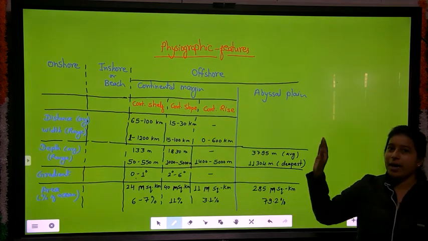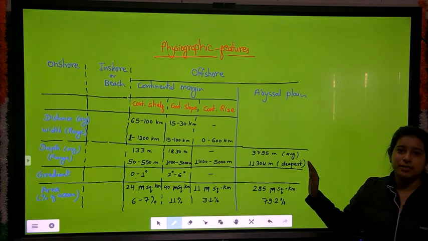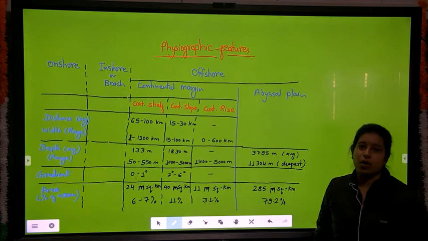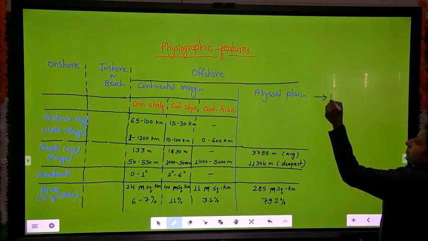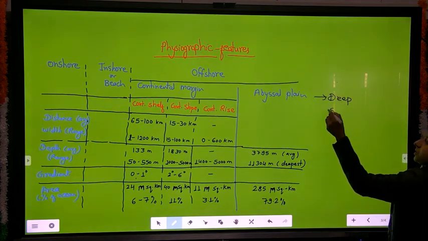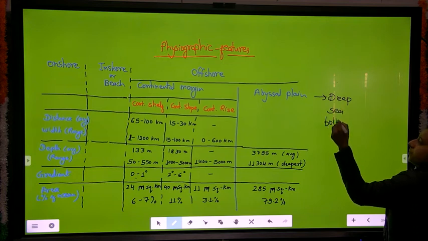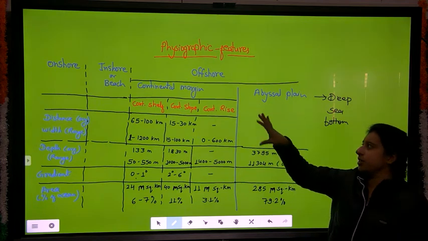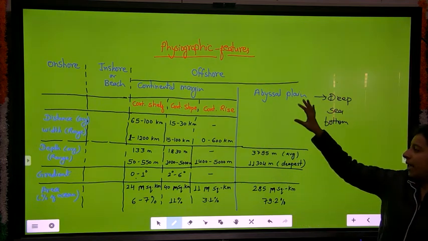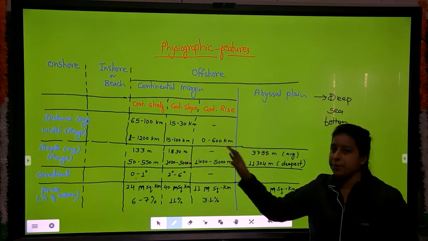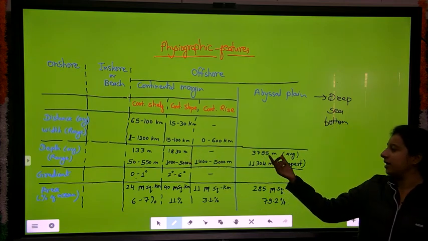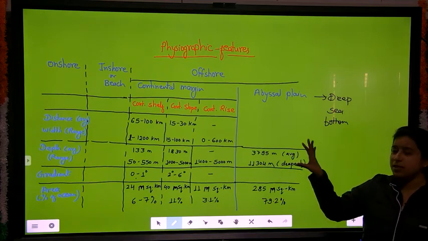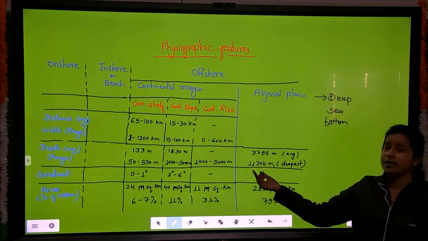Okay, the next part, as we move towards the deep sea level, is the abyssal plain. Abyssal plain is also known as the deep sea bottom. Because it is in the deep ocean, the part covered by the deep ocean is known as the abyssal plain. The depth of water level of the abyssal plain is around 3795 meters on average, and the deepest depth is about 11,104 meters.